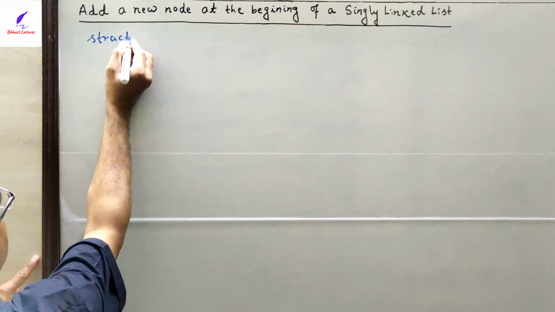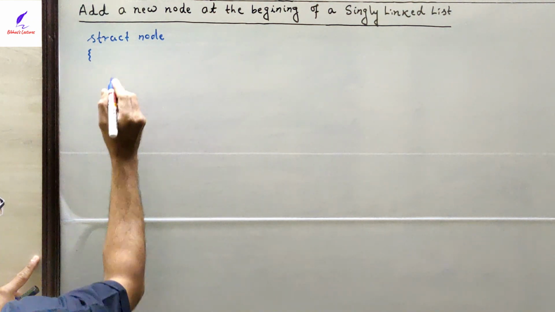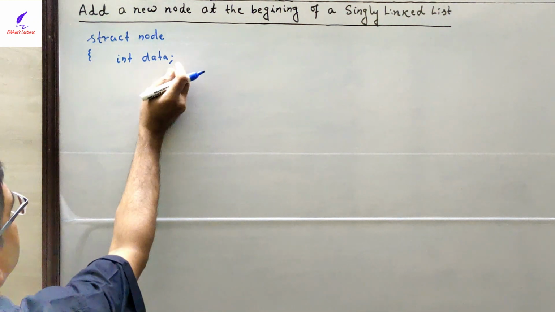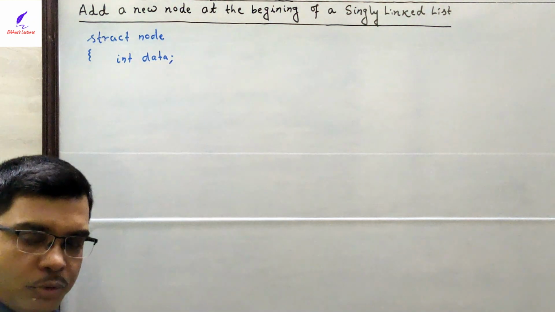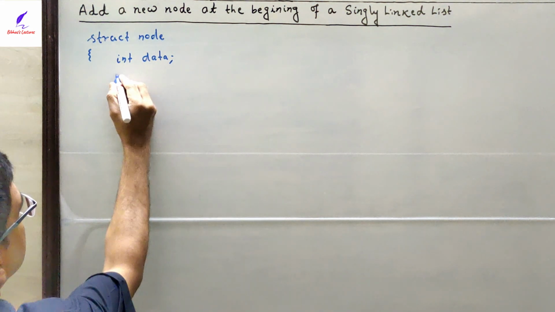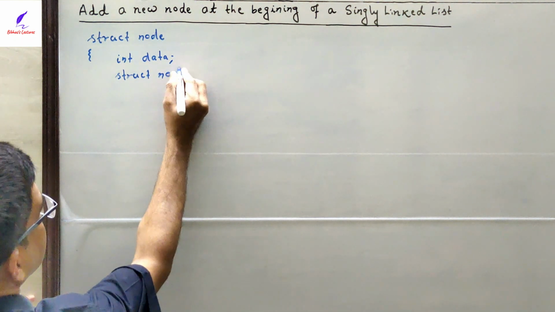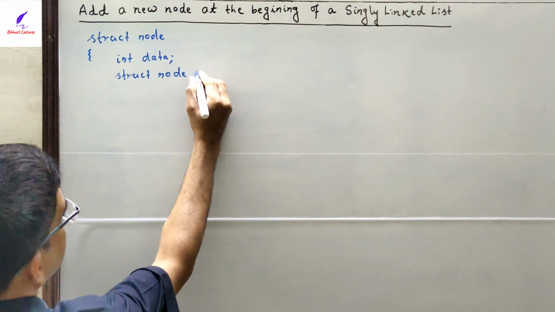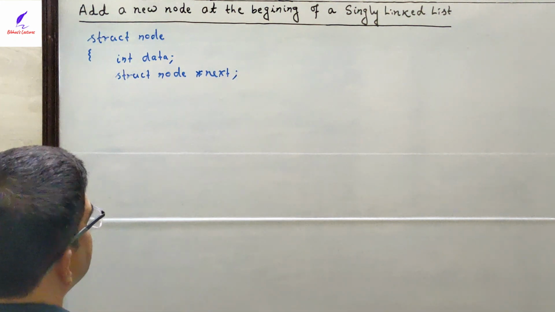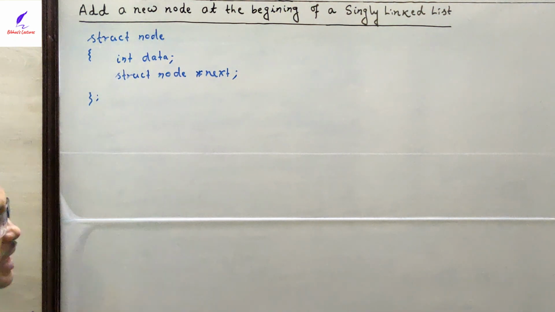So struct is the keyword, and the name of the structure is node. The first member will be data and its data type is integer. That means we are going to store an integer type of value in the data part of each and every node of the linked list. The next part is a pointer and the name of the member is next. So struct node star next. And that is the end of the structure.